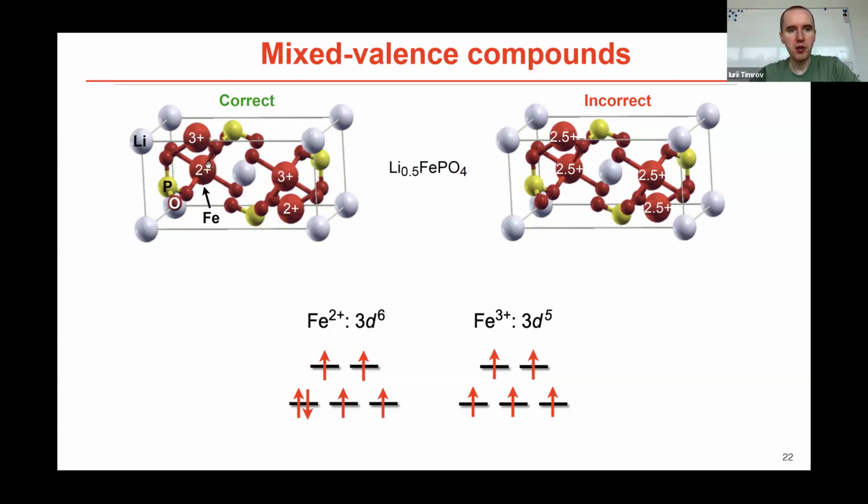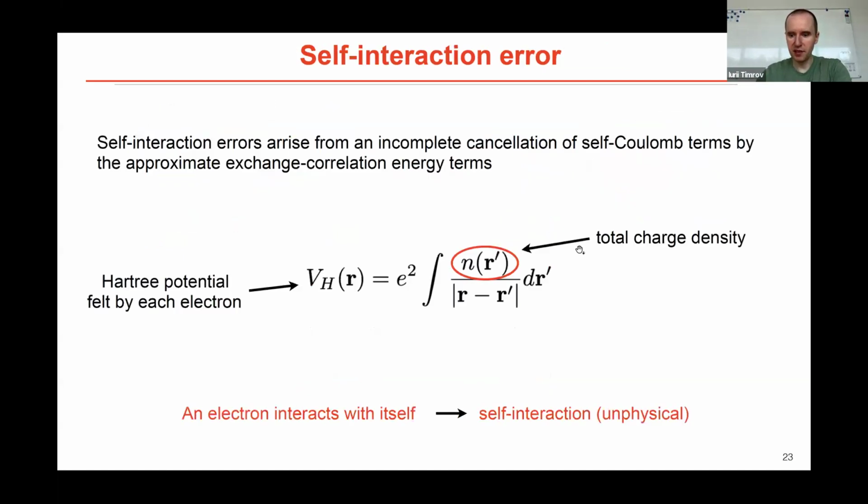So you see there is a non-equal distribution of electrons. Instead, if we try to model this material, we find that all irons have the same amount of electrons, on average 2.5+. Because if you take 2 plus 3 divided by 2, that's 5 divided by 2, which is 2.5. On the right, we are not able to localize an electron on one iron and not on the other iron. So this is related to the previous cartoon.